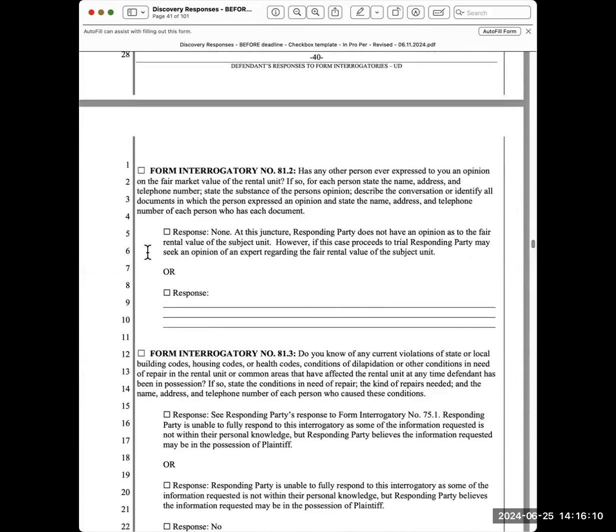Same thing with this question. Has any other person ever expressed to you an opinion on the fair market value of the unit? If this doesn't apply to you, check here. If there's not been a person that you brought in that's an expert, check here. Otherwise, check here and put in your explanation.